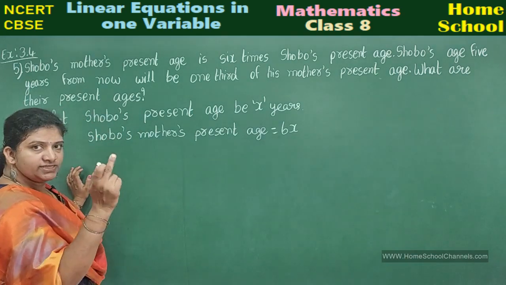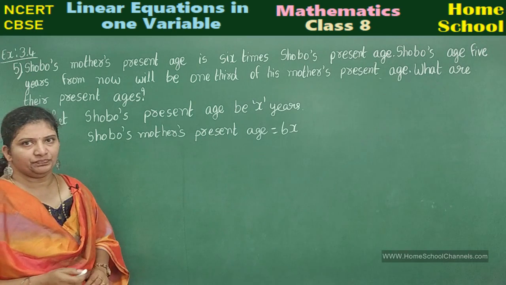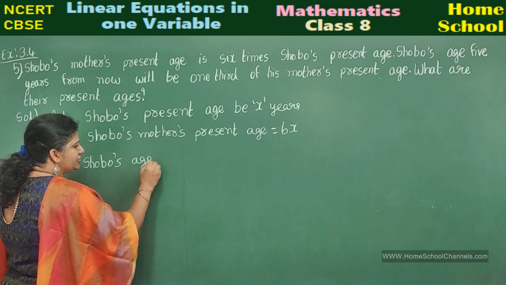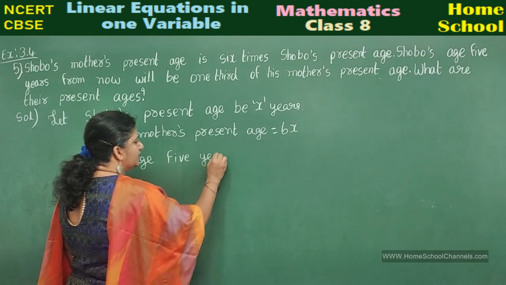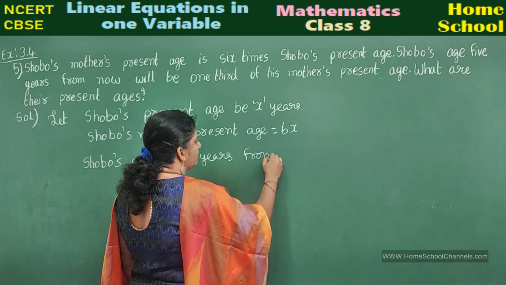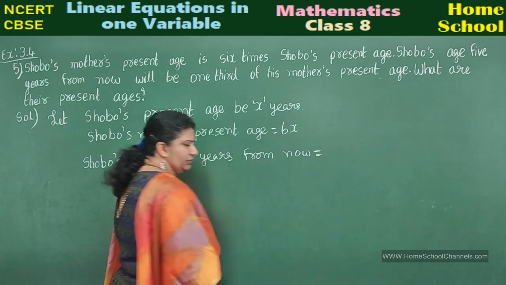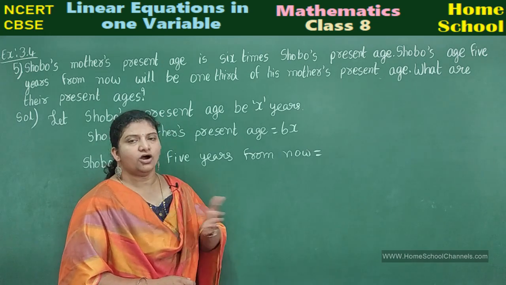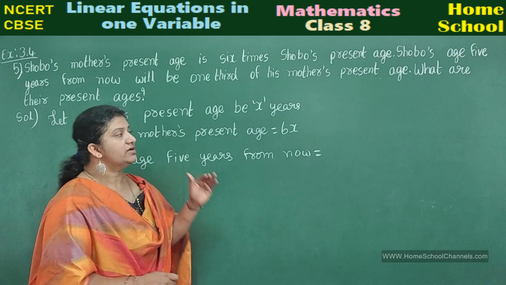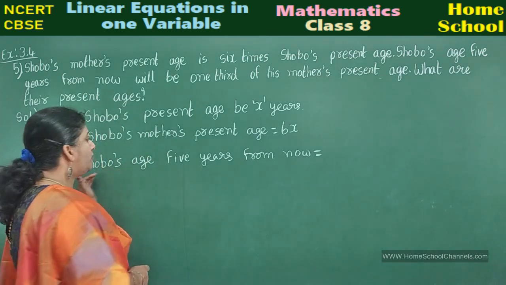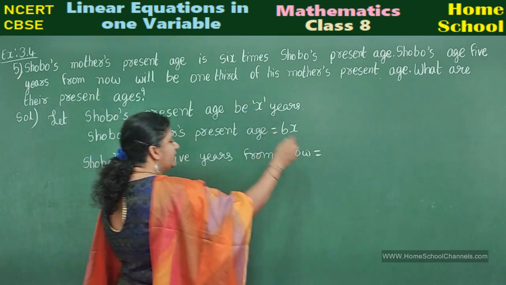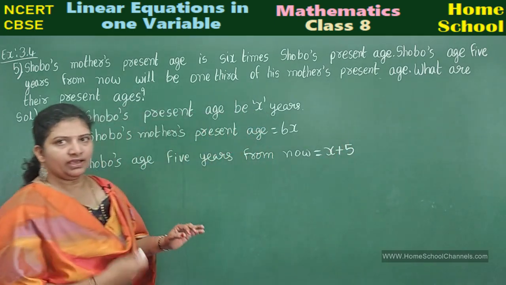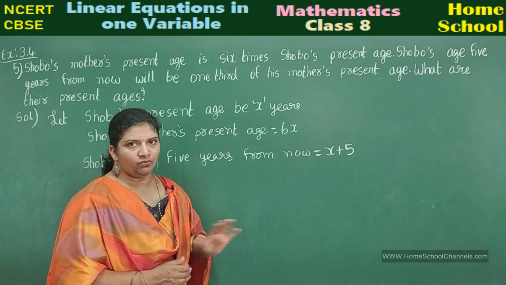Next line. Shobo's age 5 years from now is equal to... 5 years from now means we need to add. Previous, or back, if we say, we need to subtract. 5 years from now, Shobo's age I am talking about. What is Shobo's age? x. 5 years from now means x plus 5. Shobo's age 5 years from now we have written.